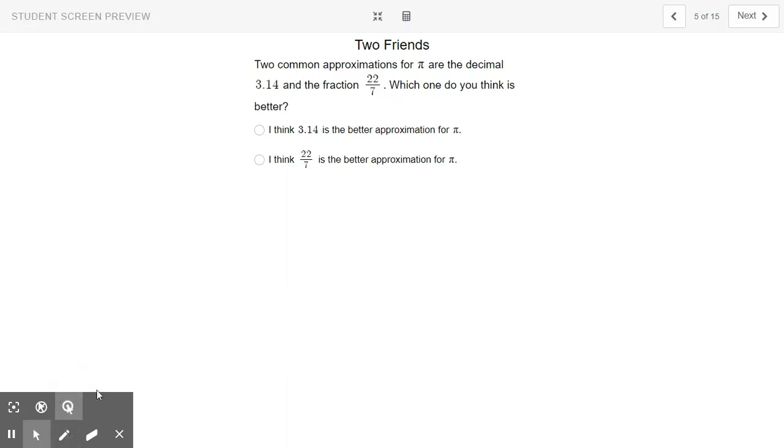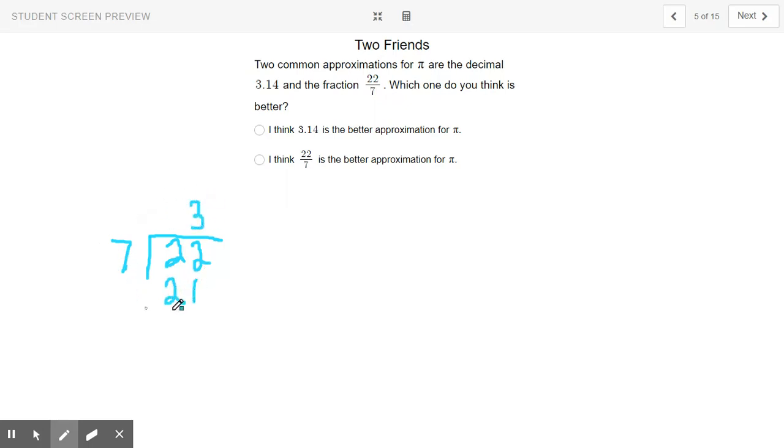Okay, so for this one, we're just going to take a look. I'm actually going to take the 22/7 and I'm going to do long division to turn it into a decimal. So again, it's a fraction. I do the 22 and I'm going to divide it by 7. And hey, look, this actually goes in 3 times, right? Because 3 times 7 is 21. And I have 1 left over. I have a remainder. So I'm going to continue my division.